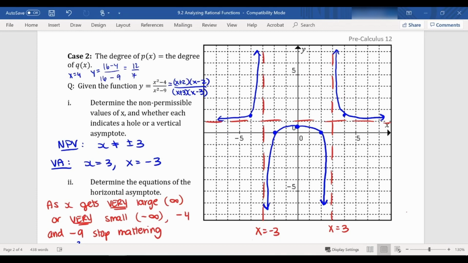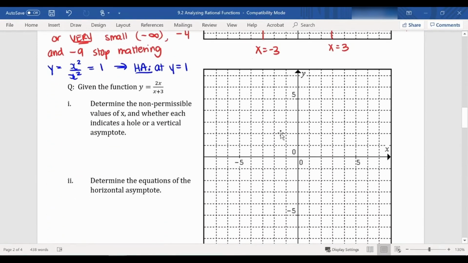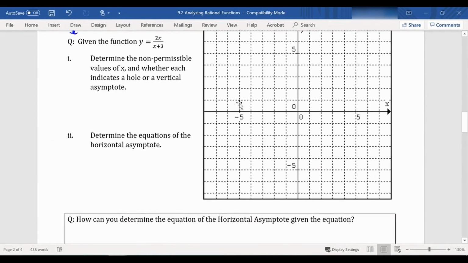So we'll try another one. So here we have, again, no common factors. My possible value would be the bottom x can't equal -3, which makes this a vertical asymptote.